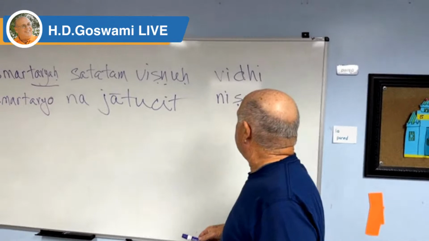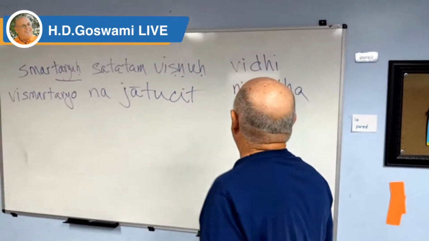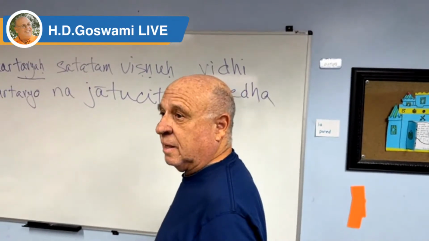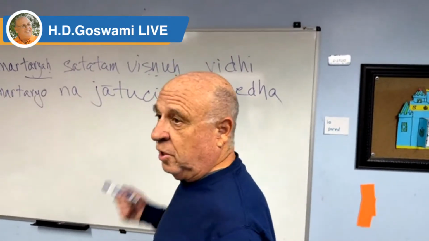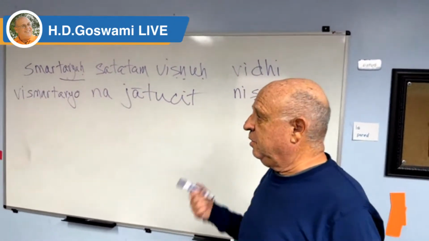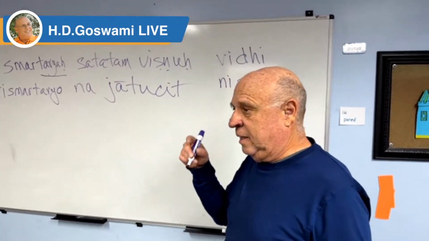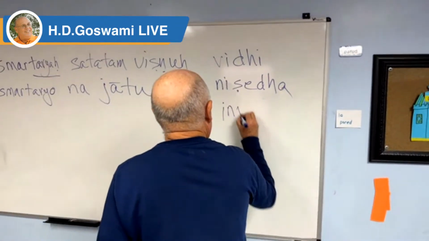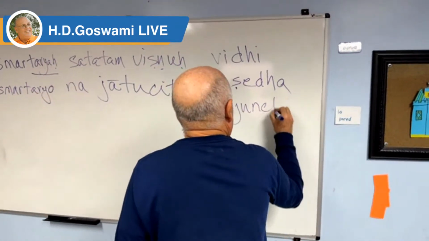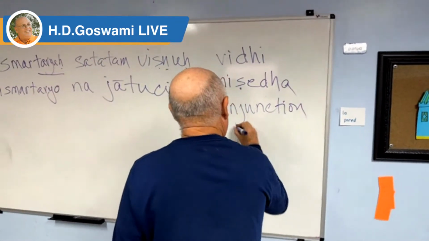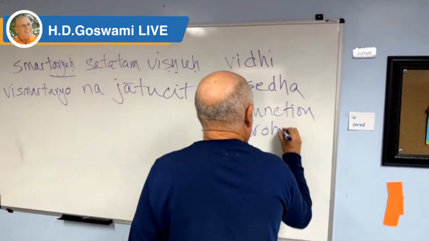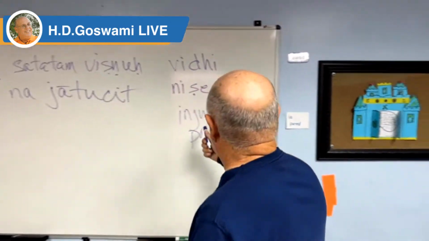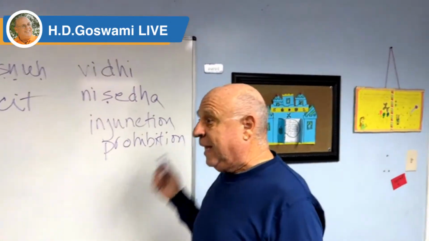So how would we say this in English? Yeah, you can say do's and don'ts, or you can say injunction. The English word injunction means that you must do something. And exactly, prohibition. So, injunction, you must do this, prohibition, you can't do that.